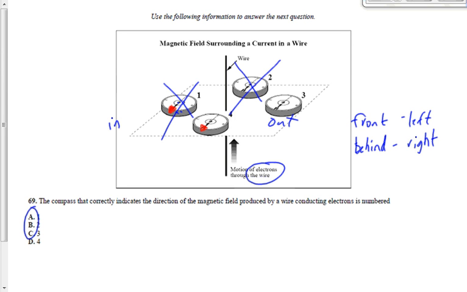Compass number 3, it's pointing out of the page. Well, to the right of the wire, the magnetic field should be pointing out of the page. So that looks like it's correct. And finally, number 4, we'll just make sure that we haven't made a mistake there somewhere. Number 4 is pointing out of the page. Well, in front of the wire, it should be pointing to the left of the page. It isn't. So option C is correct. And 79% of you got option C correct. So that's good.